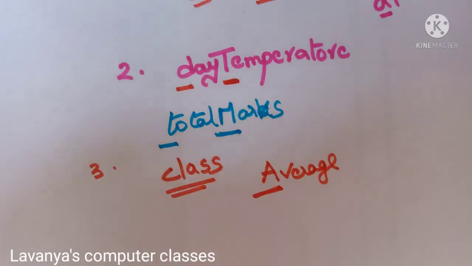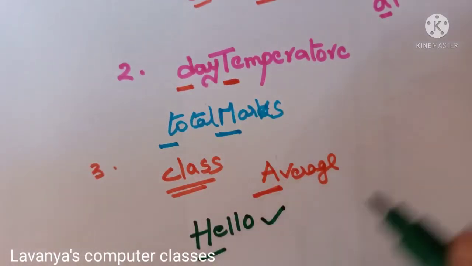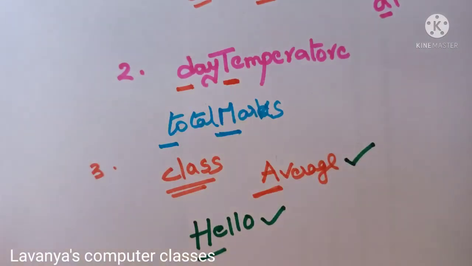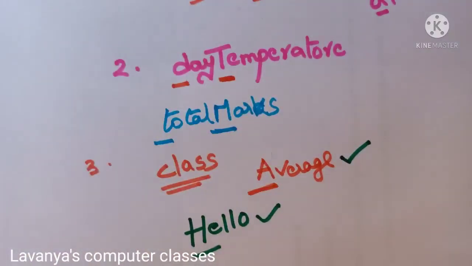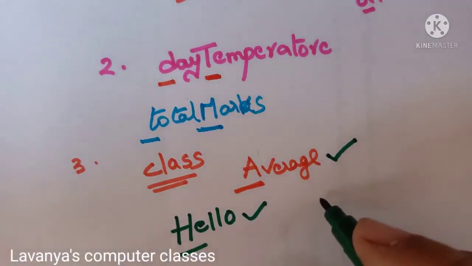For example, I want to give a program name like Hello Java. Hello Java contains two words. If it is only Hello, just keep the first letter capital. Like this, it is a valid class name. It is also a valid class name. If it is a two word name, Hello Java, that means there are two words.